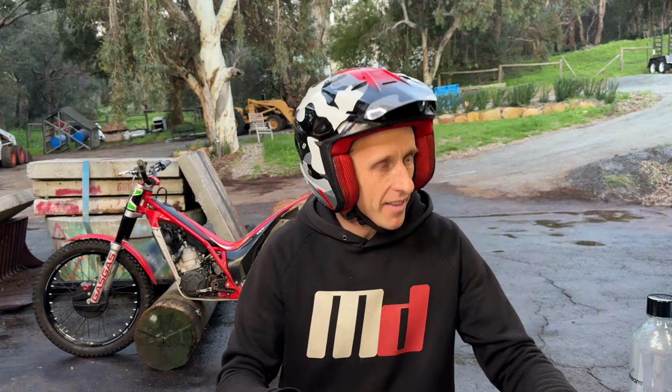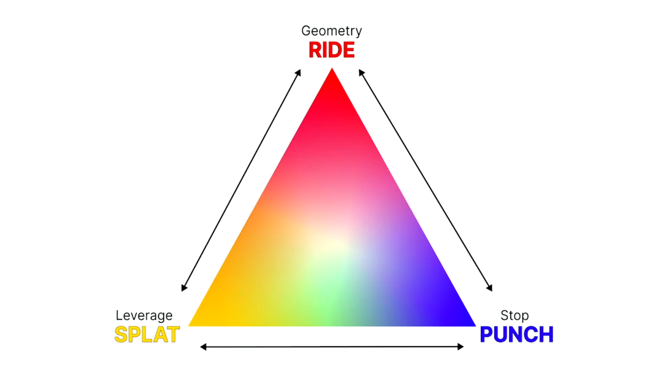So I have this little diagram here to give you a bit of a visualization. We have ride technique via geometry, we have punch and the stop, and leverage and splat. And so really you can pick any spot in here. So we could do 50% ride, 50% punch. You might do 60-40, something like that. You can mix and match. And you can actually use all three if you're skillful enough and you know what to do.